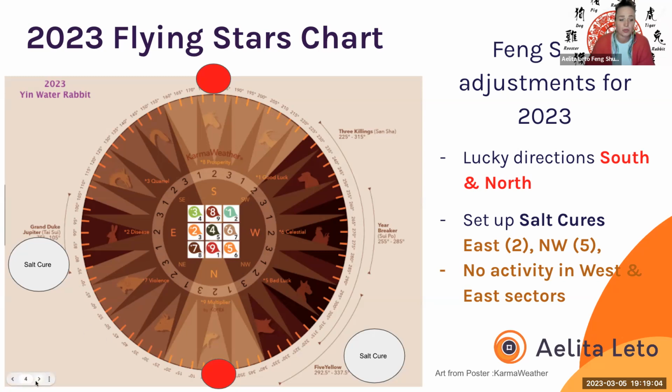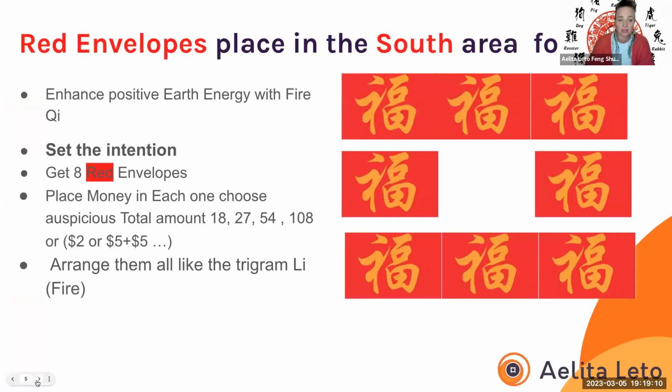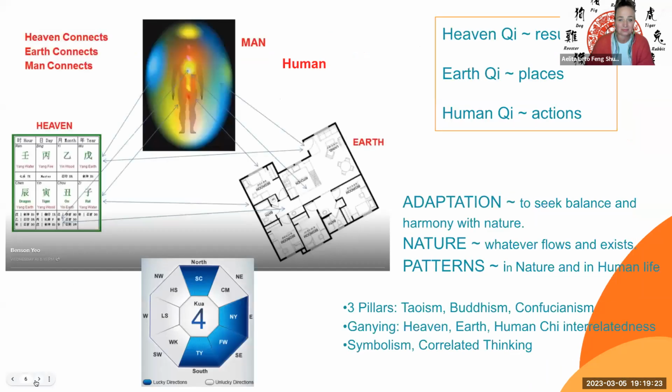And of course, for Feng Shui questions, you can always reach out to me. I'm happy to give you some personalized advice on that. The money envelopes we always set up in a trigram Li configuration, and of course how much you're putting in is up to you, and there are some suggestions for that.